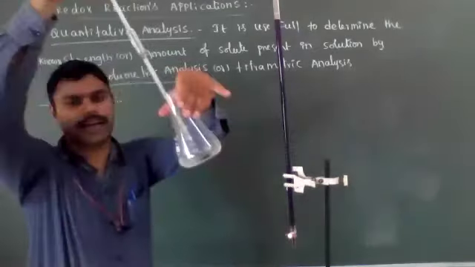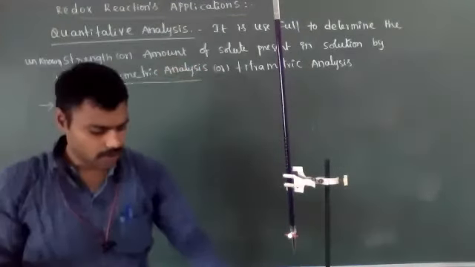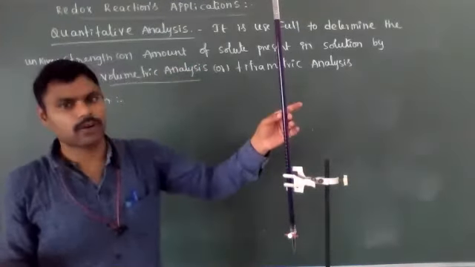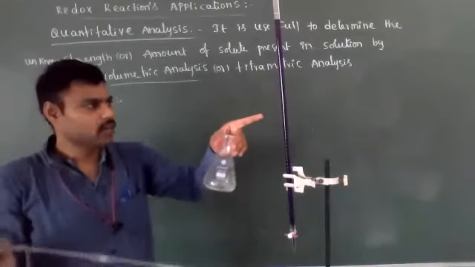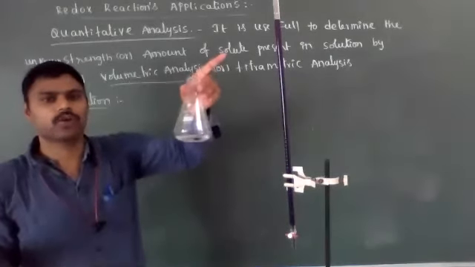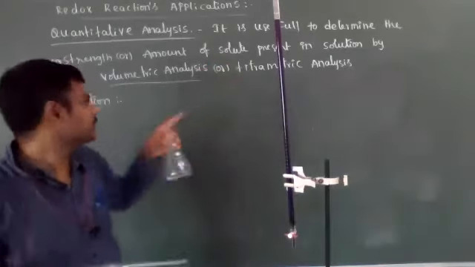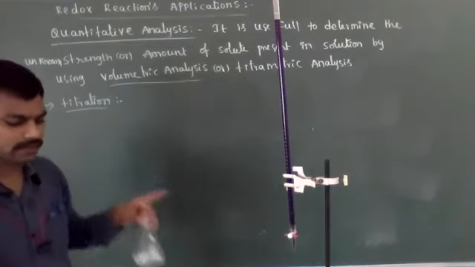Now I transferred this oxalic acid into the conical flask. Now this is the unknown solution and this is the known solution. Then we are doing titration with the unknown solution against the known solution. That process is known as titration.